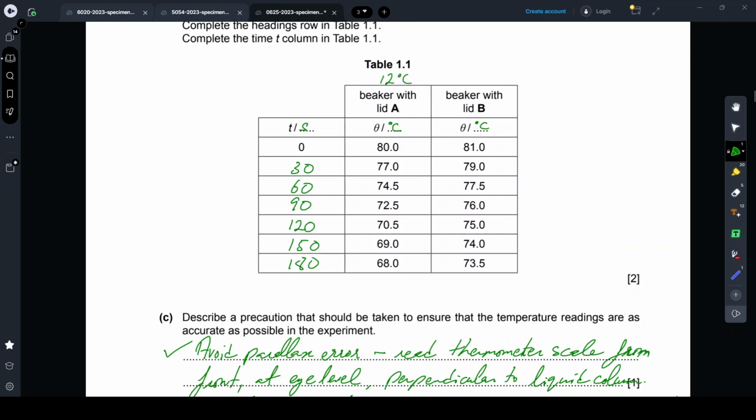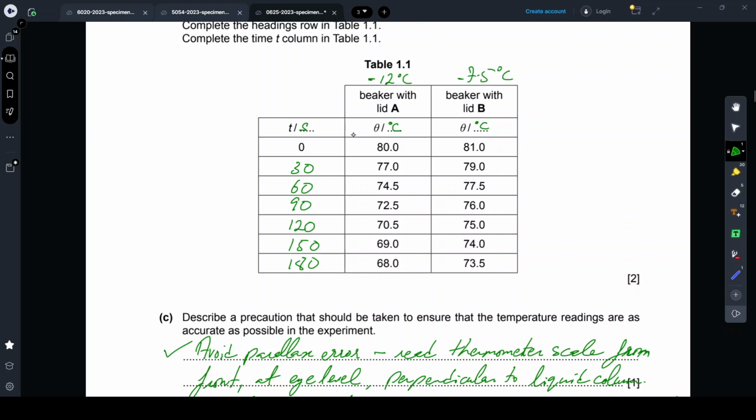Over here, you start off at 81 and you go to 73.5. So you have a difference of 7.5 degrees centigrade. All right, so which one's cooling faster? Lid A. Lid A went down by 12 degrees. Lid B went down by only 7.5 degrees.